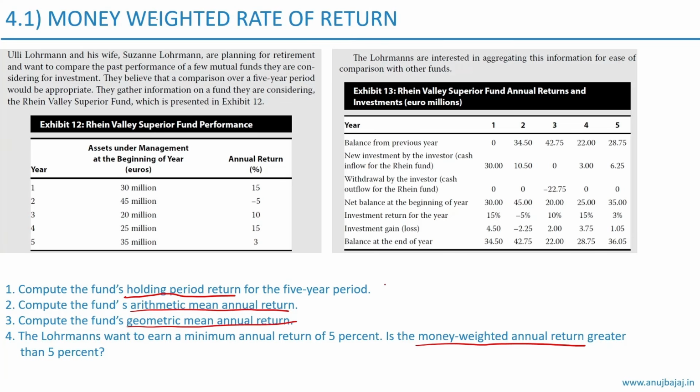Okay, the answer for question 1 is 42.35%. The arithmetic return is 7.6%. The geometric return is 7.32%, and the money weighted return is 5.86%. I hope you have got all the 4 answers correct.